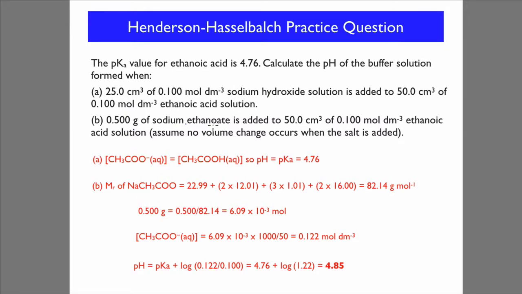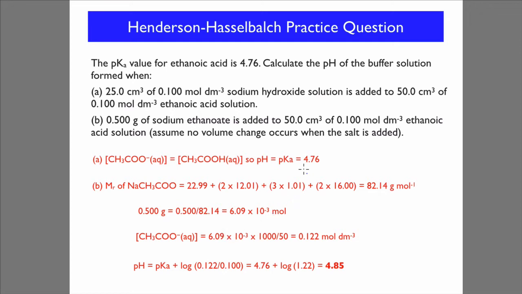B, 5 grams of sodium ethanoate is added to 50 cm³ of 0.1 mol dm⁻³ ethanoic acid solution. We're going to assume no volume change occurs when the salt is added. First thing we need to do is find out the molar mass of sodium ethanoate, and do quick maths. You find it's 82.14 grams per mole. We've got 5 grams of the stuff, so we can use the molar mass to convert grams into moles. Do the maths there to get 6.09 × 10⁻² moles.